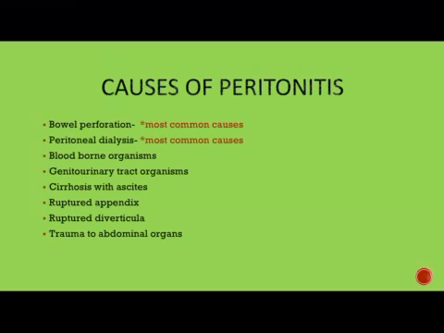Genitourinary tract organisms also. Psoriasis with ascites can lead to peritonitis or secondary to psoriasis. A ruptured appendix can also cause peritonitis. Same thing with the ruptured diverticula. And trauma to the abdominal organs can cause peritonitis as well.